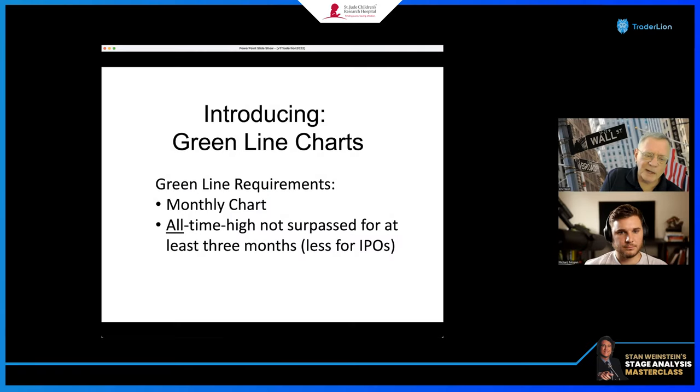Introducing green line charts. All right. The requirements for drawing a green line. Listen carefully because you'd be amazed how many people get this wrong. You do it on a monthly chart. It can show up on other time frames once you do it, but you draw it on a monthly chart.